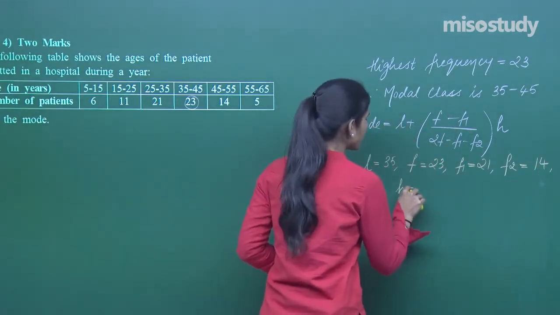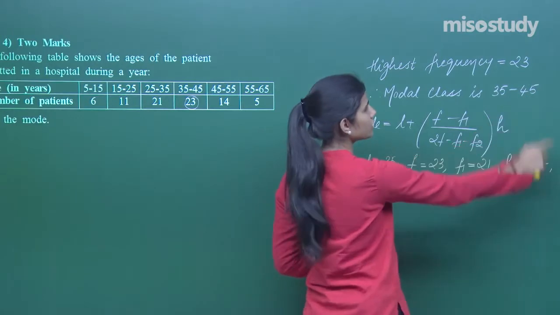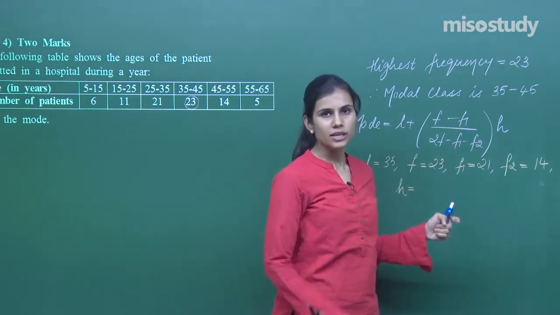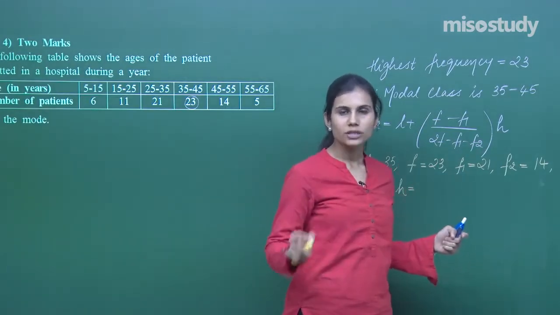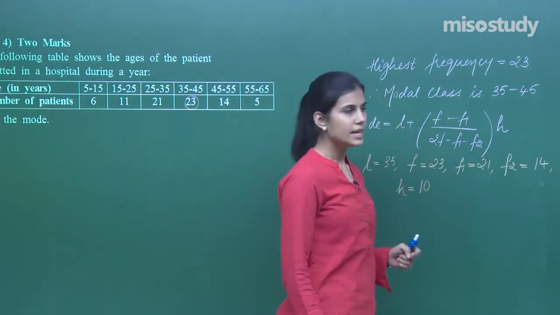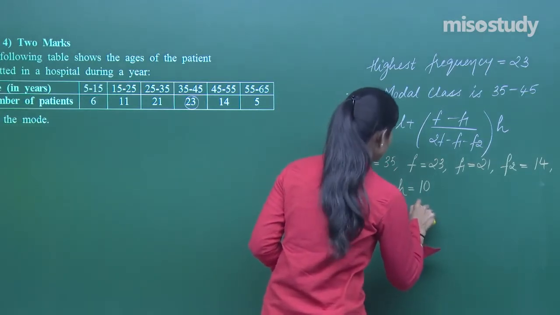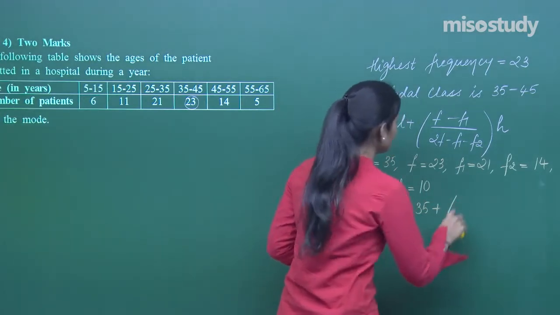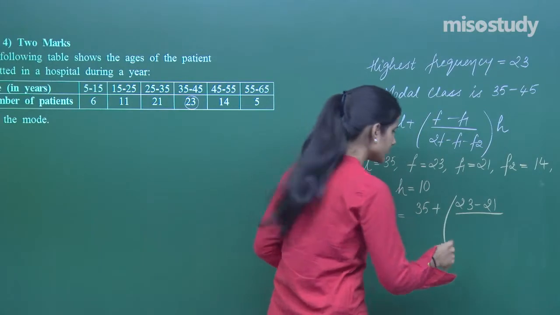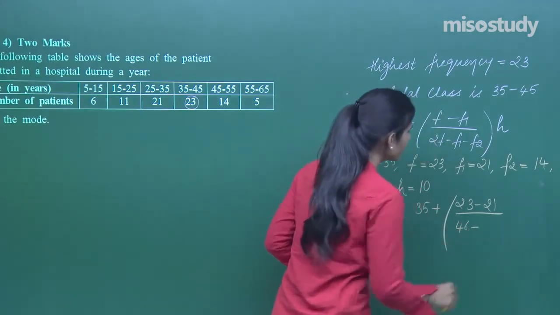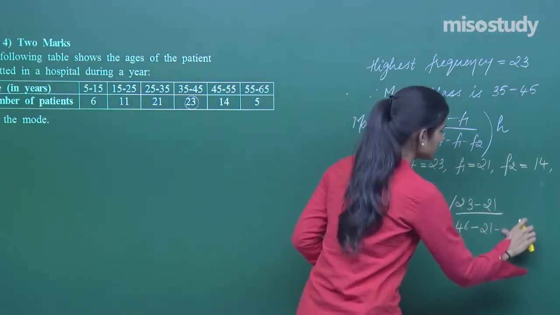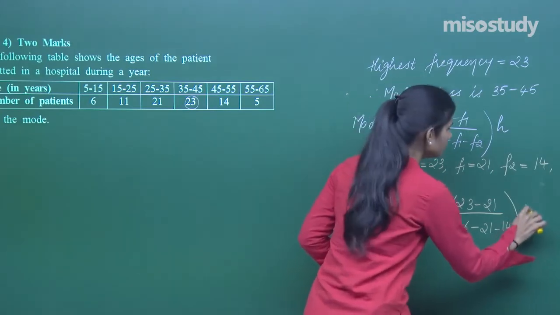And you have h as the class size of the modal class, which is 35 to 45, you have 10 as the class size. In 35 to 45, 45 is excluded. So 35, 36, 37, 38, 39, 40, 41, 42, 43, 44. That is it. These are 10 values. So class size is 10. And just plug it in here, you get the mode. It is 35 plus (23 minus 21) upon (2 into 23, which is 46, minus f1 minus f2), minus 21 minus 14, into h.